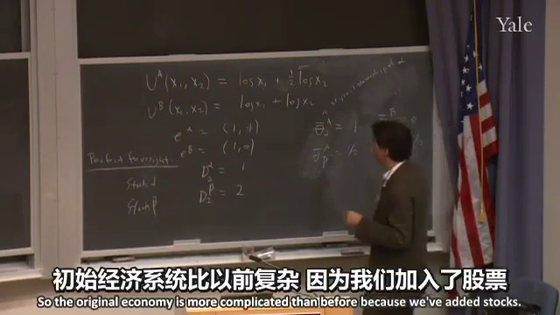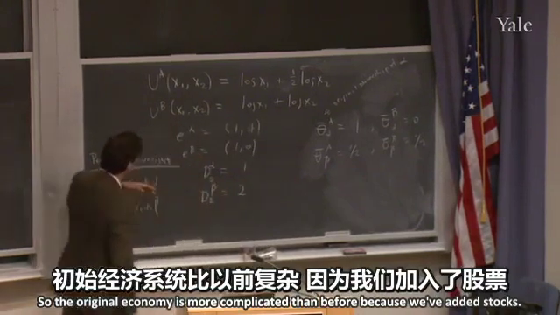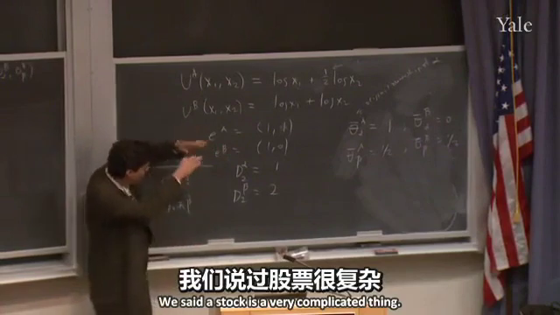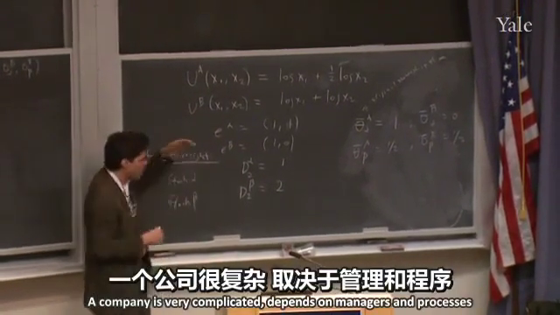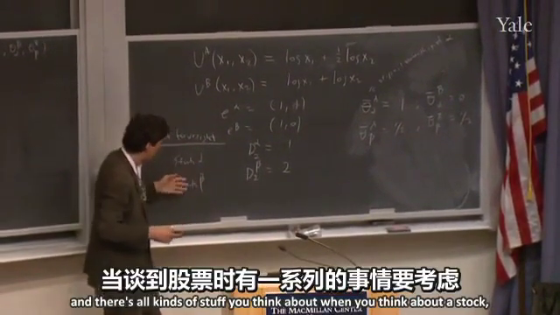Okay, so the original economy is more complicated than before because we've added stocks. We characterized the stock. We said, okay, a stock is a very complicated thing. A company is very complicated, depends on managers and processes, and there's all kinds of stuff you think about when you think about a stock.